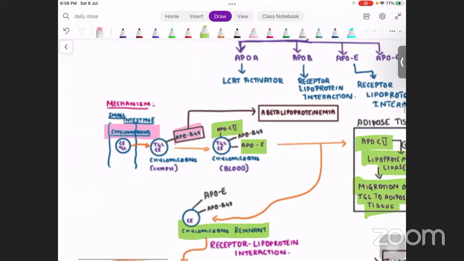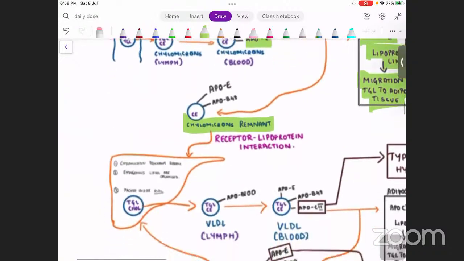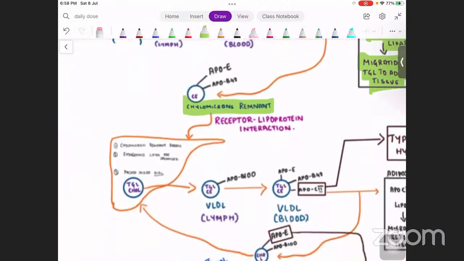ApoE mediates the entry of the chylomicron remnant into the liver, and once it enters the liver, it gets broken down and all the lipids will be used up. So far clear? We have dietary lipids packed inside a bag called chylomicron, and the chylomicron has to move out of the small intestine.